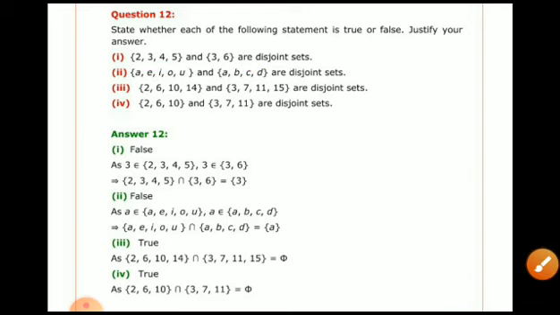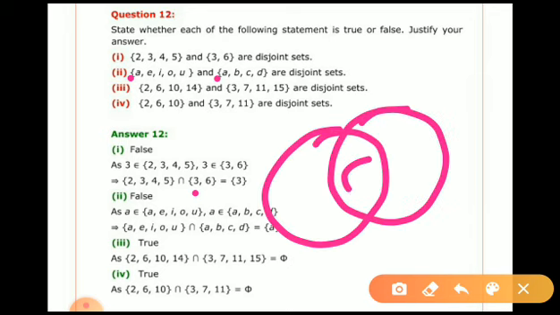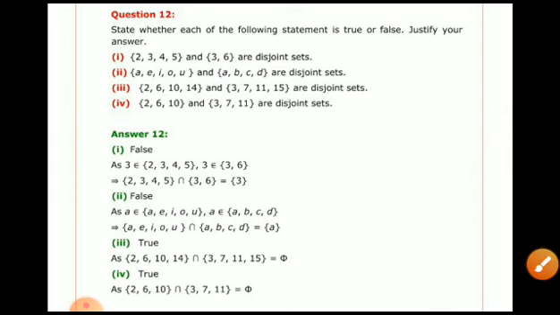So the answer for it will be false. See the next one: {A, E, I, O, U} and {A, B, C, D}. Again, are they disjoint? Check whether there is any common element. Yes, you have A as a common element, so again it won't be disjoint. In the Venn diagram, I will get A in between, so it won't be a disjoint set.